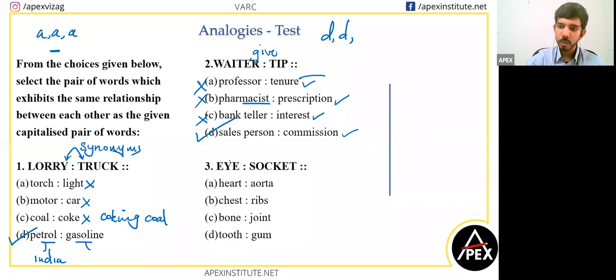Okay. Coming to the third one, eye holds the socket. The socket holds the eye in place. Okay. So I think 548 has a doubt. 548, tenure is when you give professor the right to teach one subject in college forever until he dies or he retires. So he can't be fired basically. That is giving tenure.